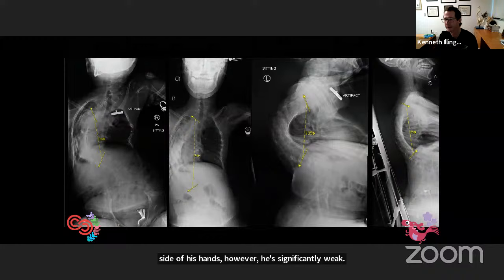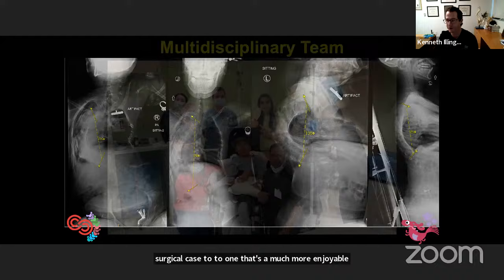Here's the kind of results that we can get. There's a significant correction of both the scoliosis as well as the kyphosis, but that kyphosis correction is quite substantial and quite amazing. So we've taken somebody who is high risk for neurological injury intraoperatively in a challenging surgical case to a much more enjoyable procedure when you're dealing with a 75 degree kyphosis instead of 135 degree kyphosis.